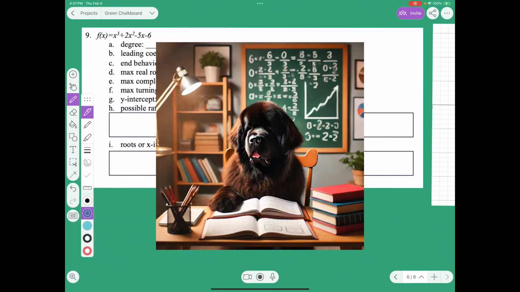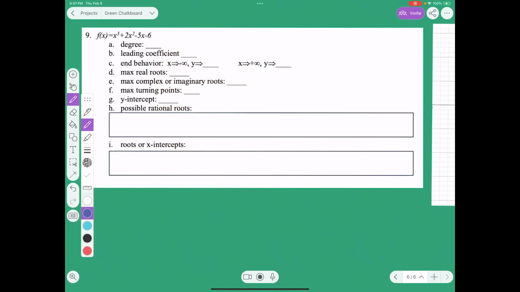This is review problem number 9. And we're going to go through these A through H a little faster than the previous videos. So if these look confusing, maybe go back to the start of those other videos where I spend more time going through these. But by now, we should have a pretty good handle on A through H. So let's just figure out our degree here.